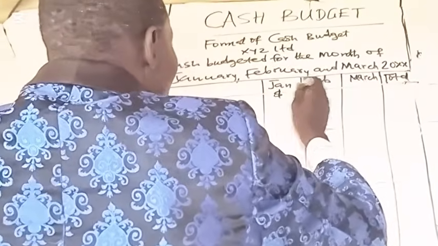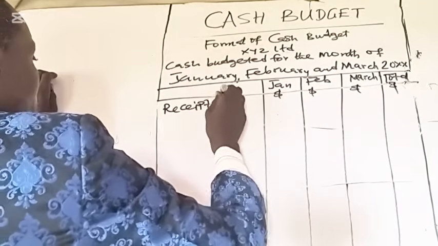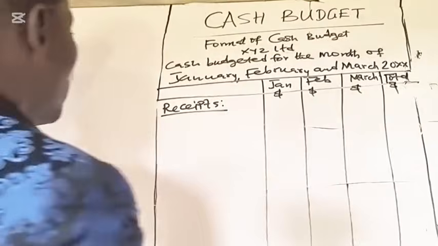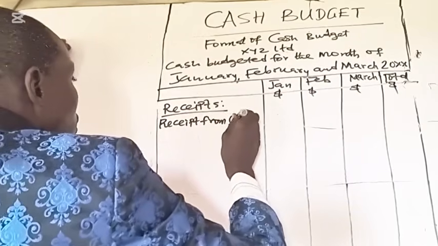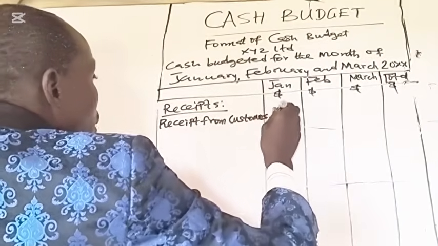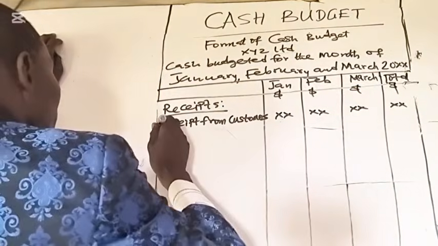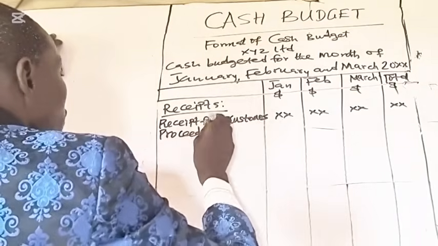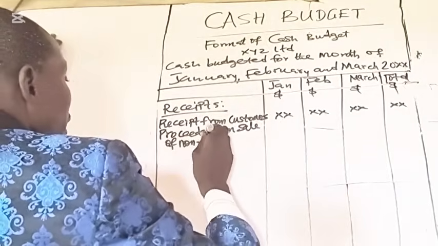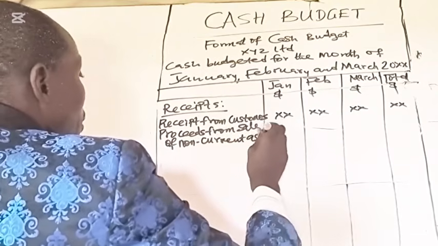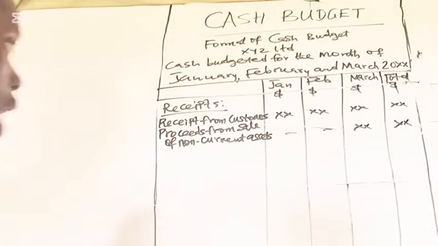So you start with the items of receipts. Receipts may include receipts from customers, the amount received, then proceeds from sale of non-current assets. Let's assume it is sold in the month of March. The total will be in the total column.